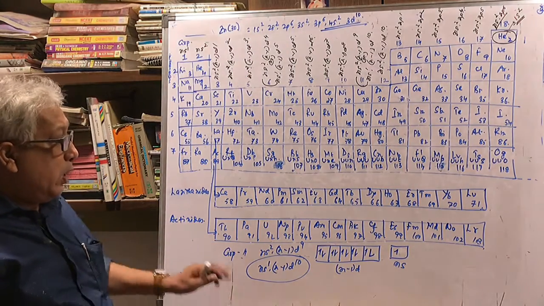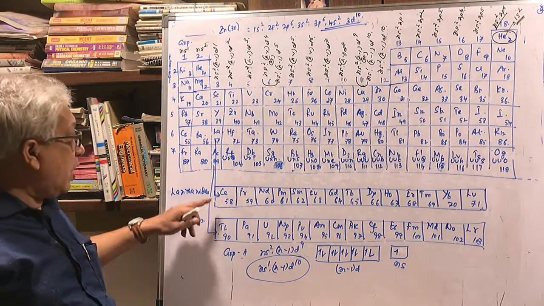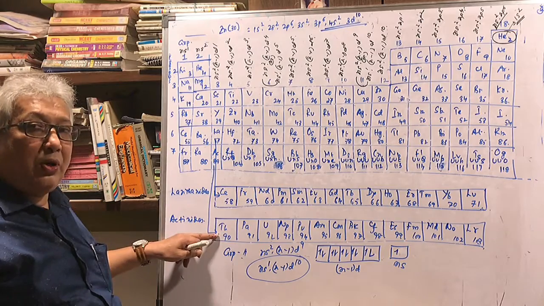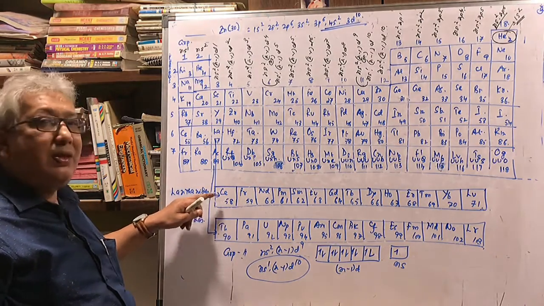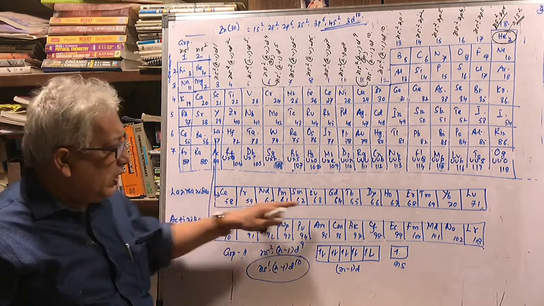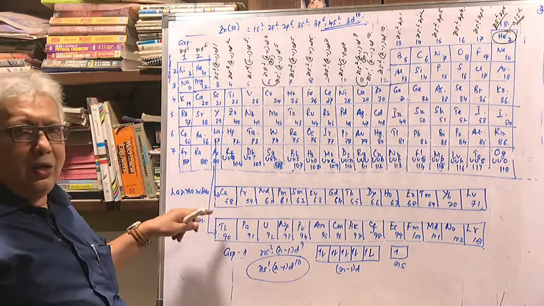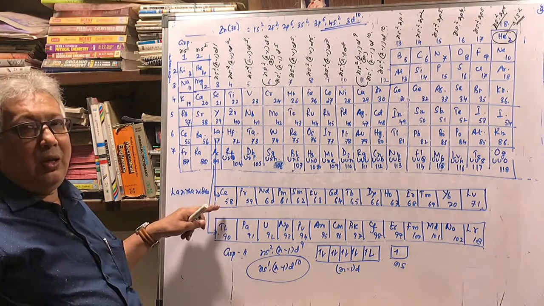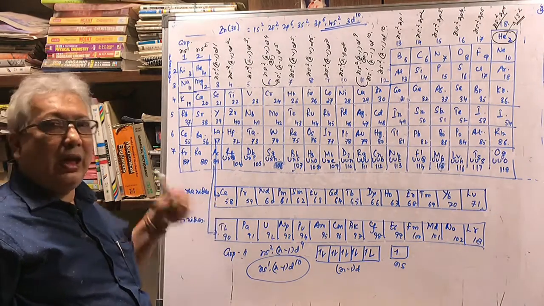Now we have to have a special discussion on how these elements are placed separately, that is lanthanides and actinides. Obviously there are 14 elements in the series, so there what is getting filled up is the f orbital, and that I will discuss in my next video.